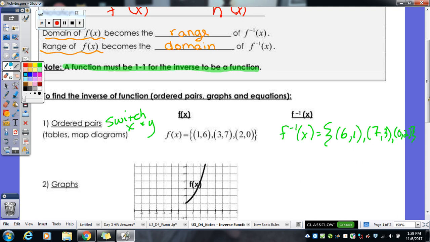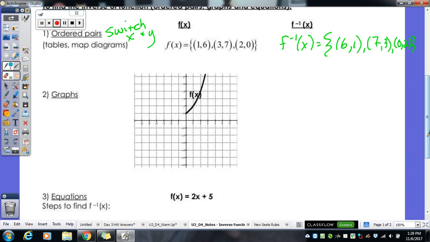If you have a graph of it, to find the inverse on the graph, you have to reflect it in the line y equals x. The line y equals x is our inverse line. That is a line that goes right through the origin, and it has a slope of 1, so it goes up 1 over 1, up 1 over 1. Generally, it gets drawn as a dotted line on your graph.